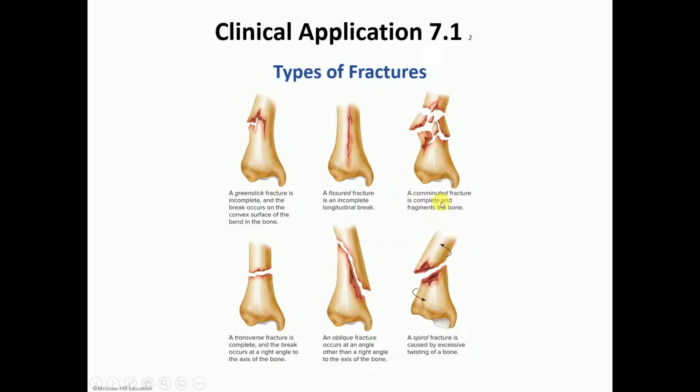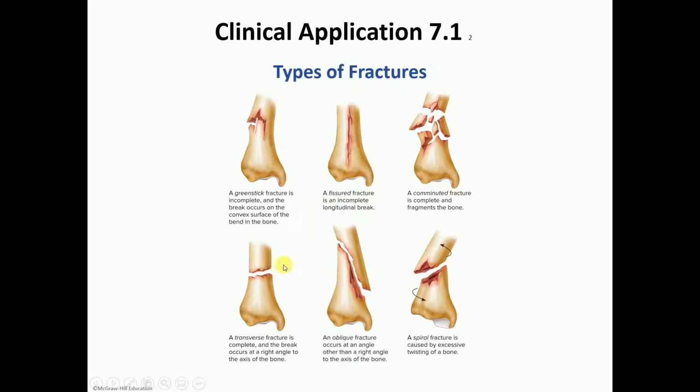A comminuted fracture is where there are tiny pieces of bone in the middle. So you have the two major pieces, but then you've got these little fragments of bone as well. These comminuted fractures usually need surgical intervention in order to piece these bones together.